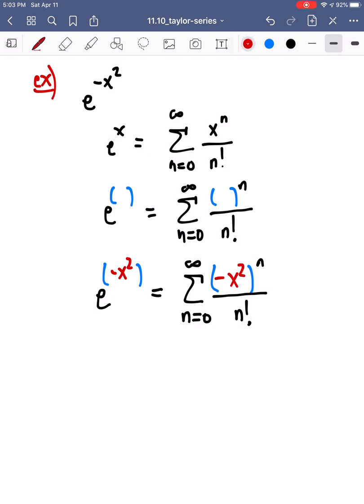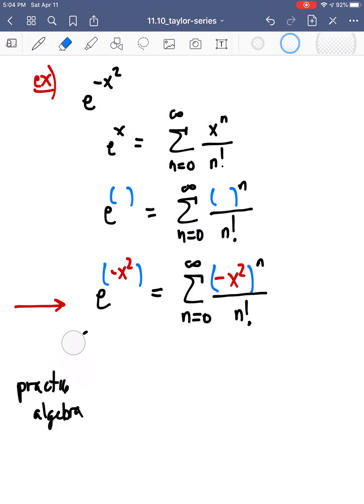And we just found the power series for the e to the minus x squared function. And we could do a little bit of algebra on this just for fun. So I'll make a note. This is basically to practice algebra, but will come in handy if we start doing some other things with Taylor series, like integrating or differentiating them.